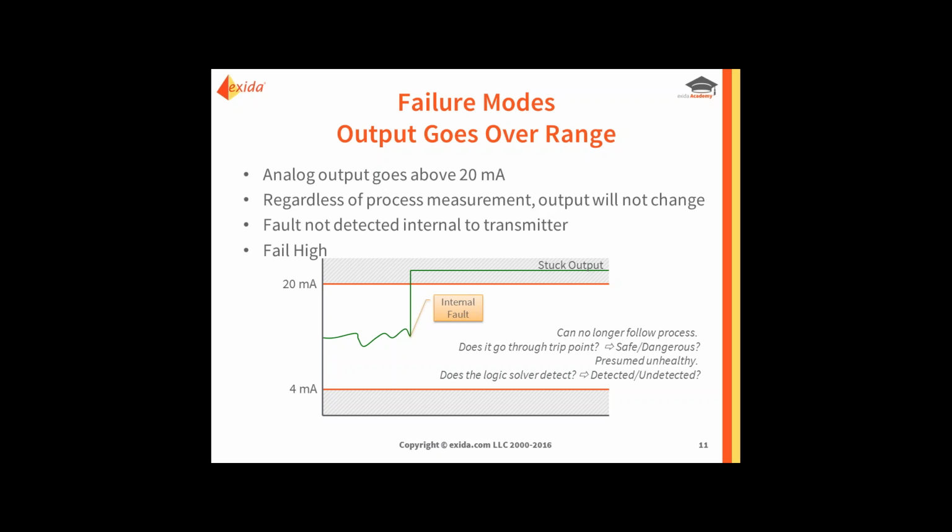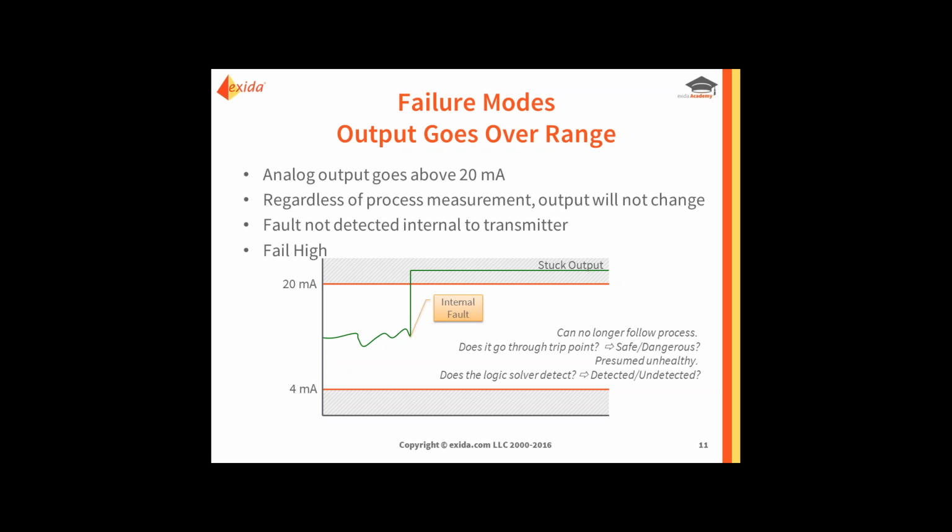That fault in this case is not detected internal to the transmitter. It's just a fault that will drive that output over range. We call these failures fail high. Are they safe or dangerous? Well, we'll see that we don't really know that until we know how the transmitter is applied.